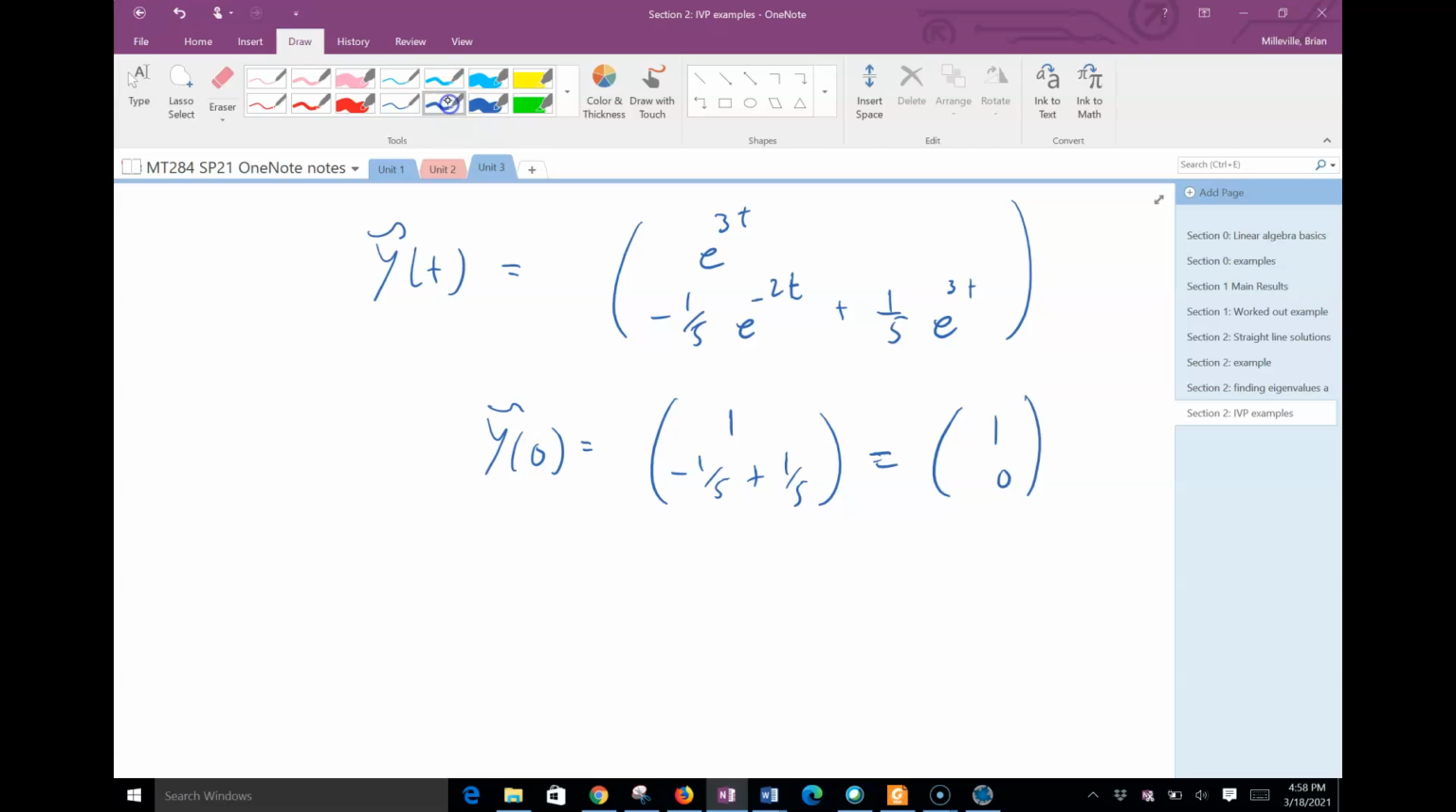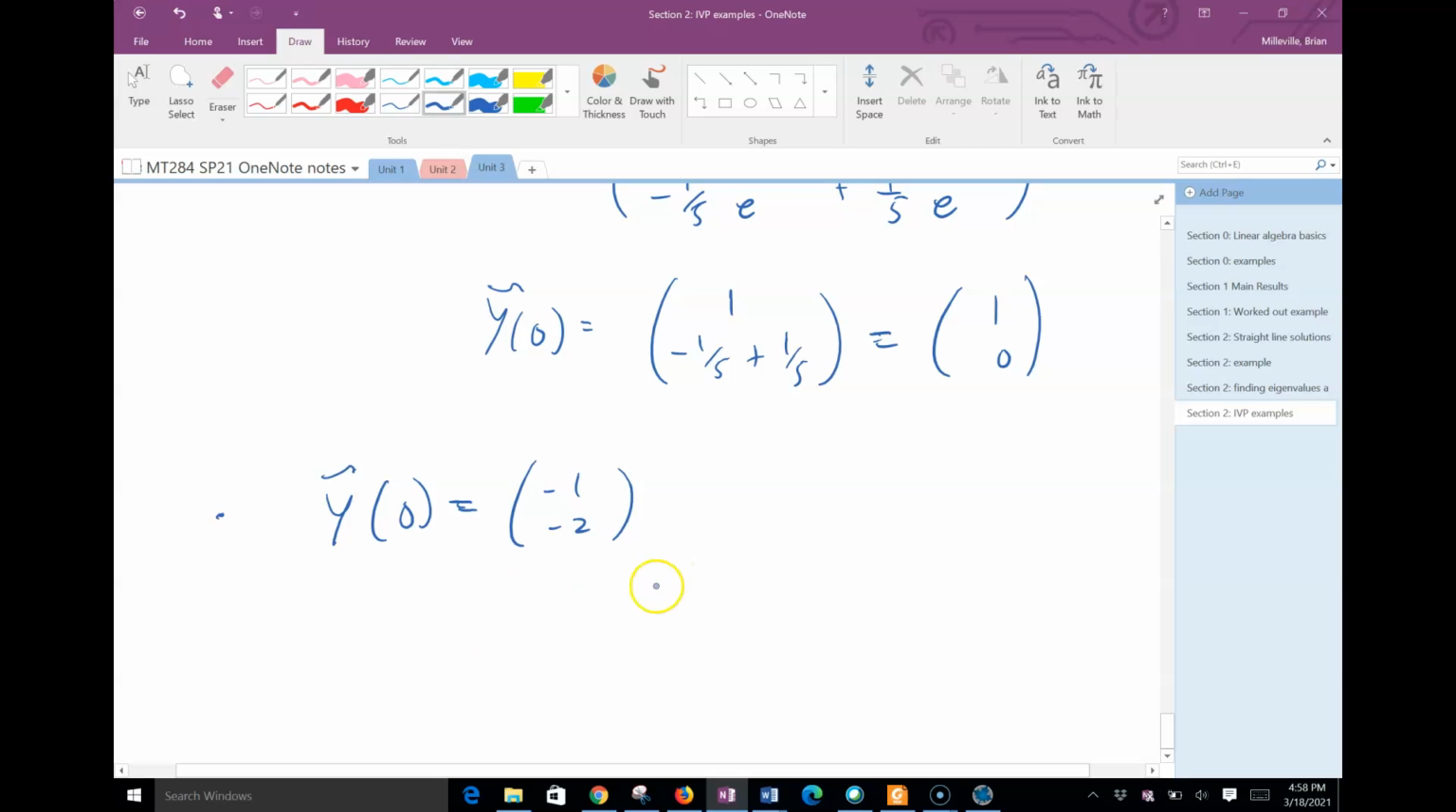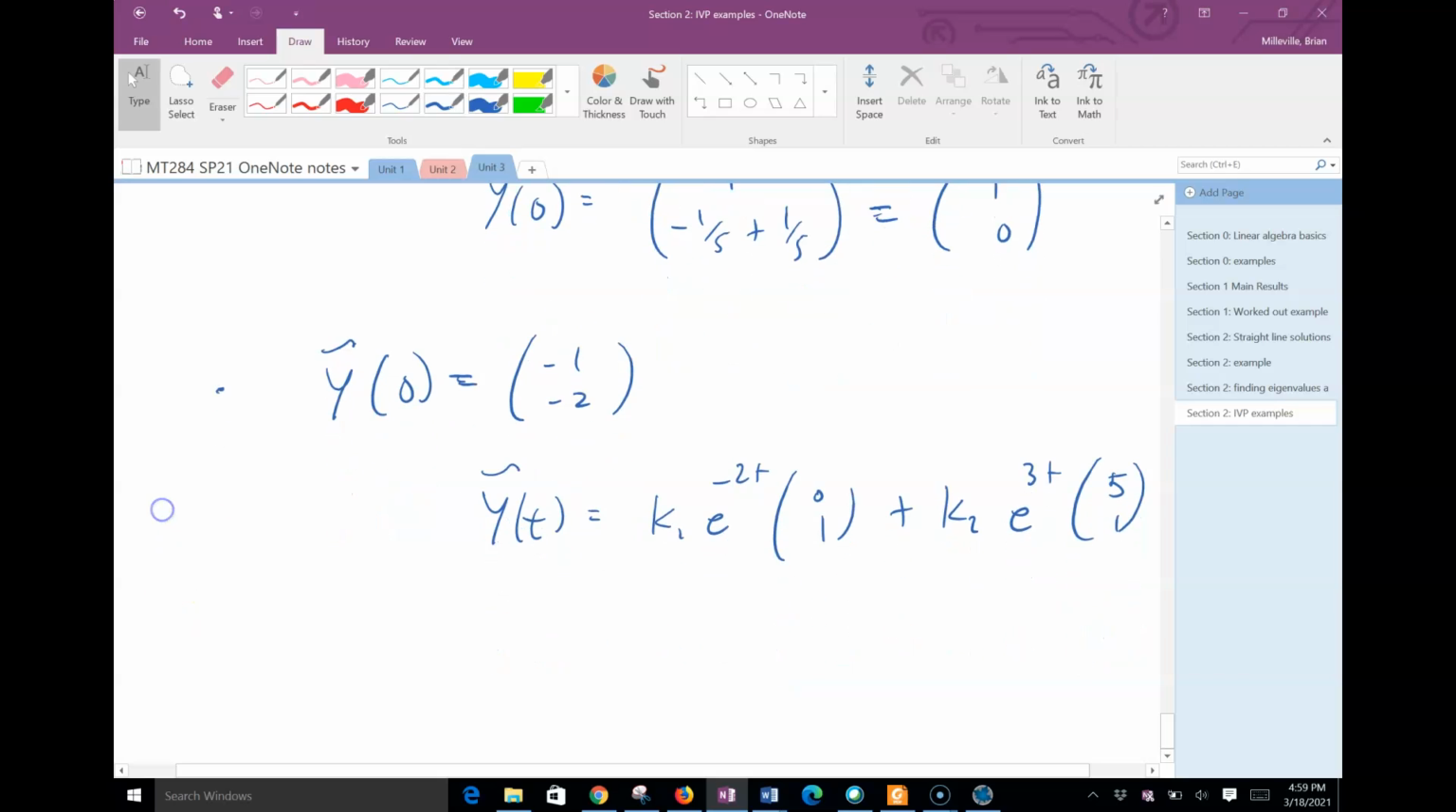All right, so doing the second part example here, we're supposed to enforce the initial condition that y of 0 is given to be -1, -2. Again, what we're going to do is just write out the general solution, and then plug in t equals 0 and set it equal to -1, -2. As a quick reminder, what's our general solution for this problem? It is K1 times e to the -2t times 0, 1, and then K2 times e to the 3t times the vector 5, 1.